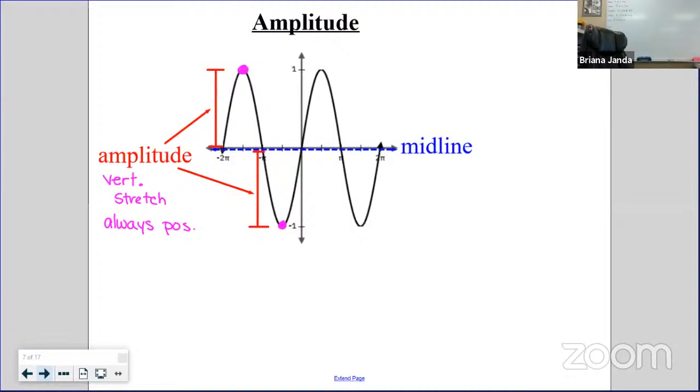And then I have up here midline. Now today we're not going to alter our midline, but our midline will always be equally spaced between that maximum and that minimum. And you always return to your midline between every max or min. So you always have a dot that hits your midline on your way from your max to your min. Questions so far?